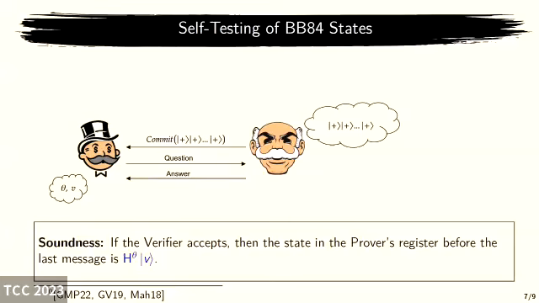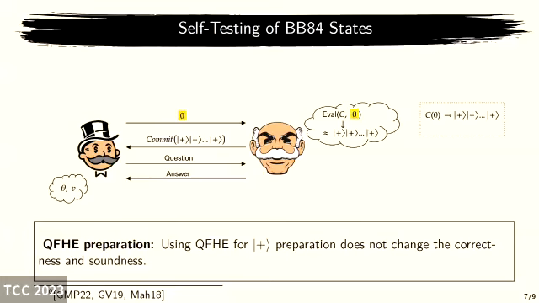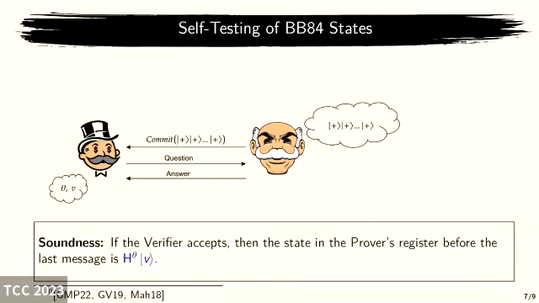What is important here is that right before the final message from the prover to the verifier, the verifier will know some theta v, which is a description of BB84 states, and the prover has in its memory the corresponding BB84 states. That is true even for a malicious prover, if the verifier accepts at the end of the protocol. So we'll make a couple of observations here on how we can modify this protocol.